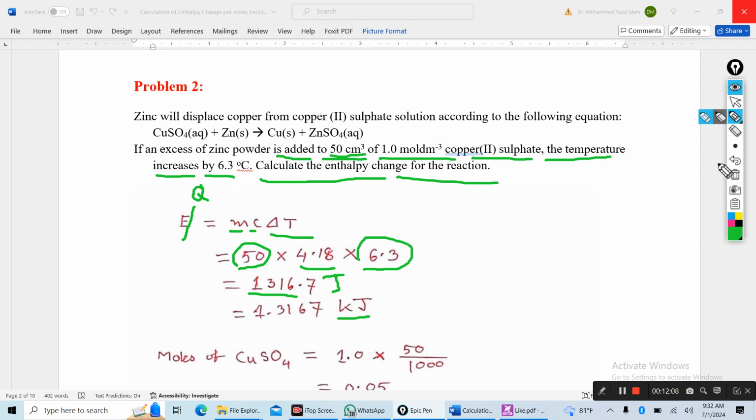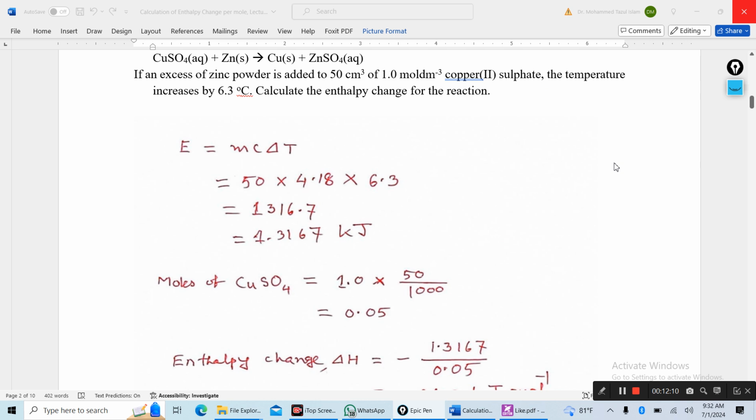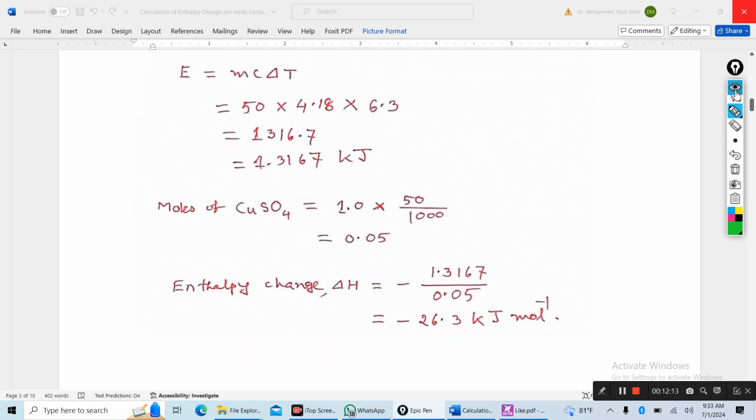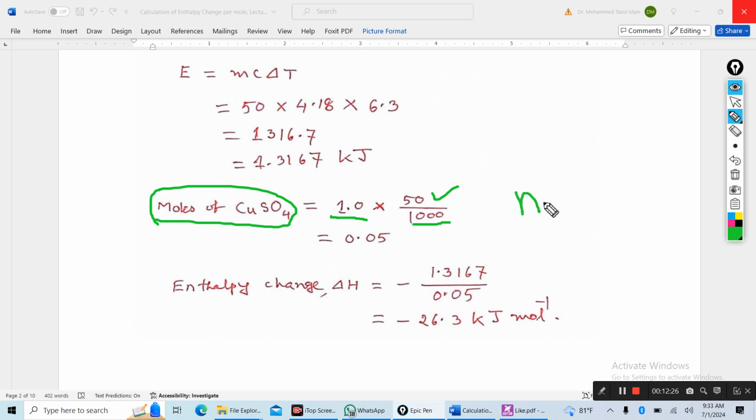Now, moles of copper sulfate. Concentration is given as 1, volume 50 by 1000, 50 centimeter cube is converted to dm cube. n equals CV, number of mole equals concentration times volume. Concentration is 1 mole per dm cube, 50 divided by 1000 converts centimeter cube to dm cube, and you will get 0.05 mole.